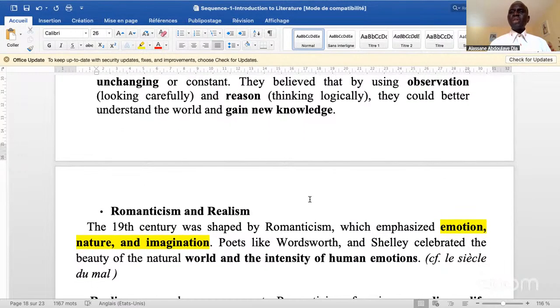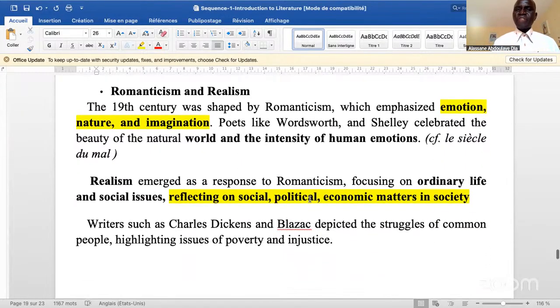They believed that using observation, looking carefully, and reason, thinking logically, they could better understand the world and gain new knowledge. So these writers, be them philosophers or whatever, they used nature as a potential element of life or of the cosmos. And they used reason as a kind of faculty to represent man and to fictionalize the world. And then I move to romanticism and realism.